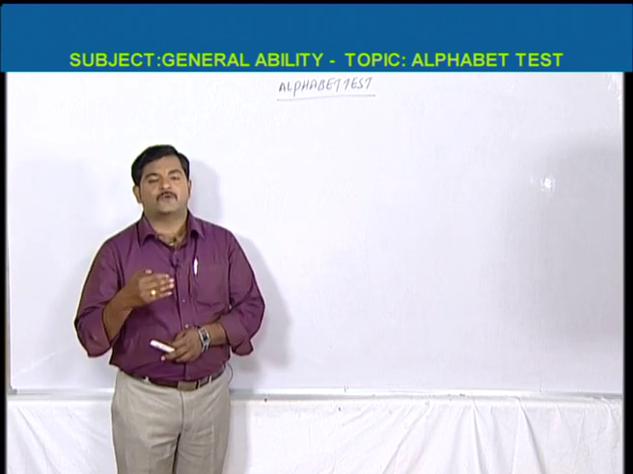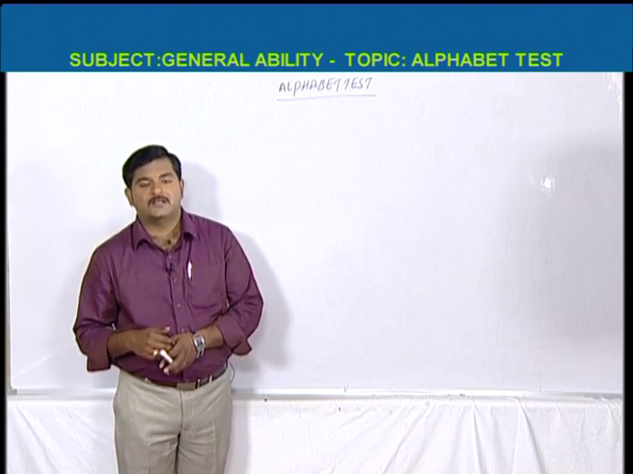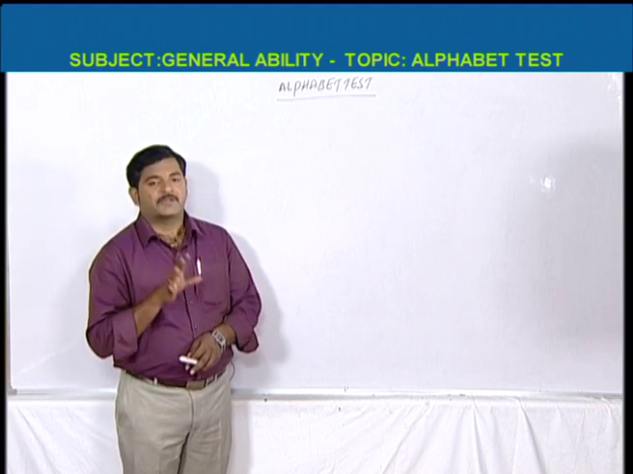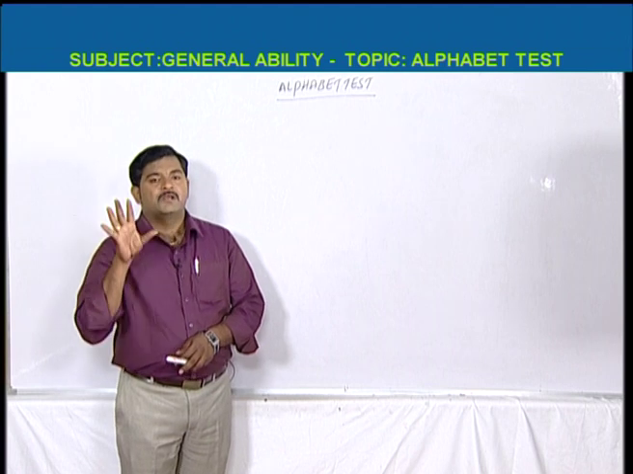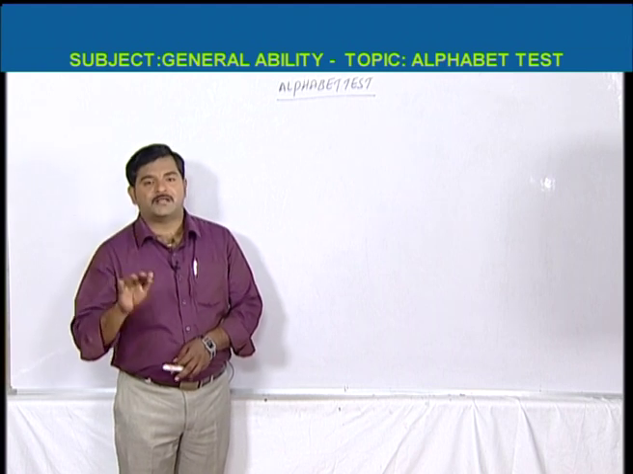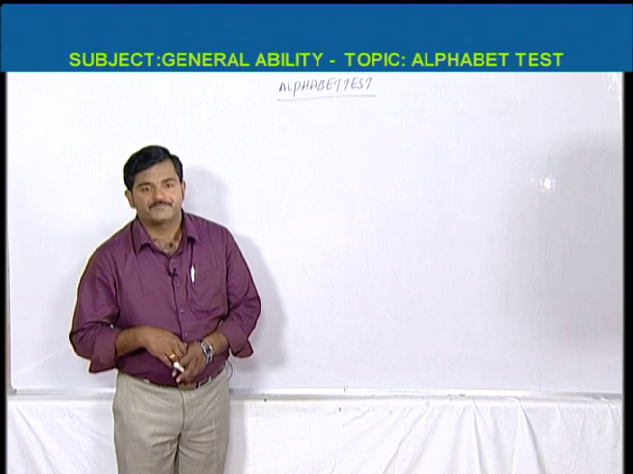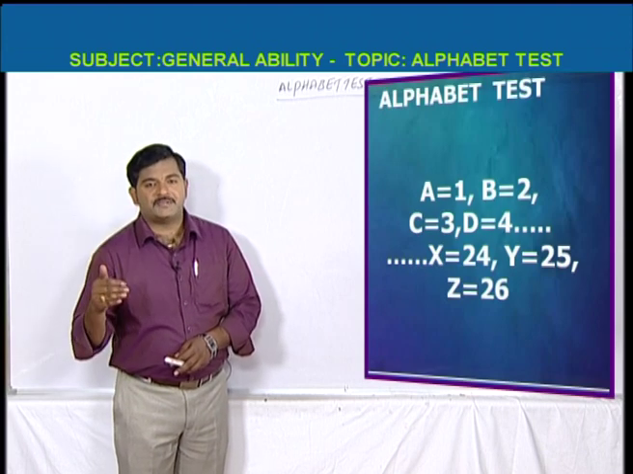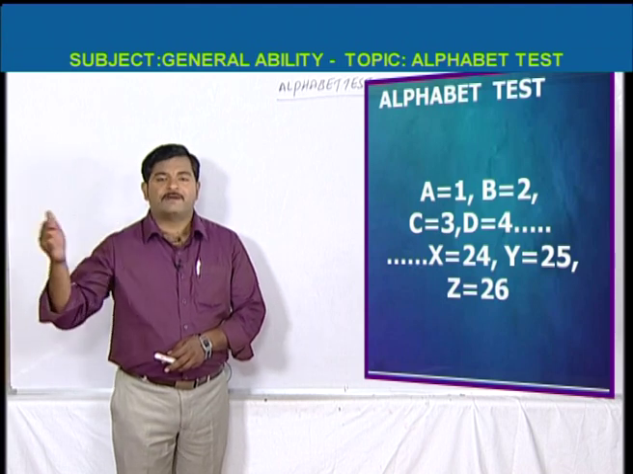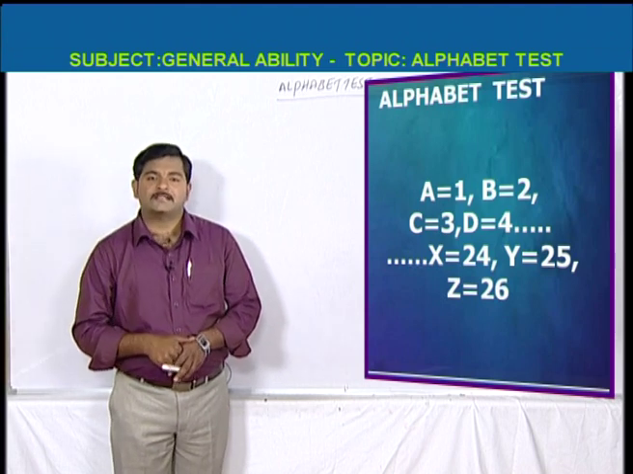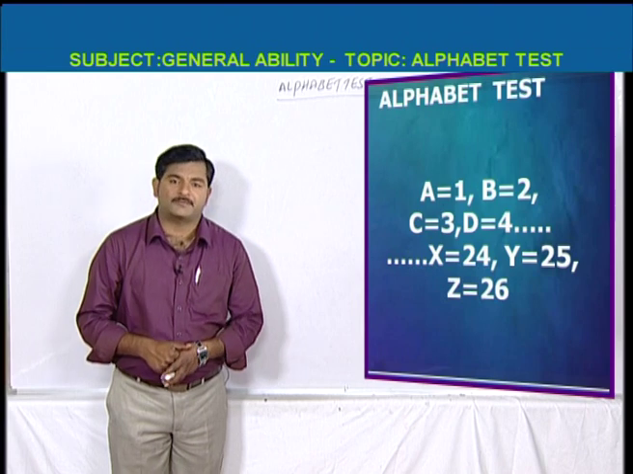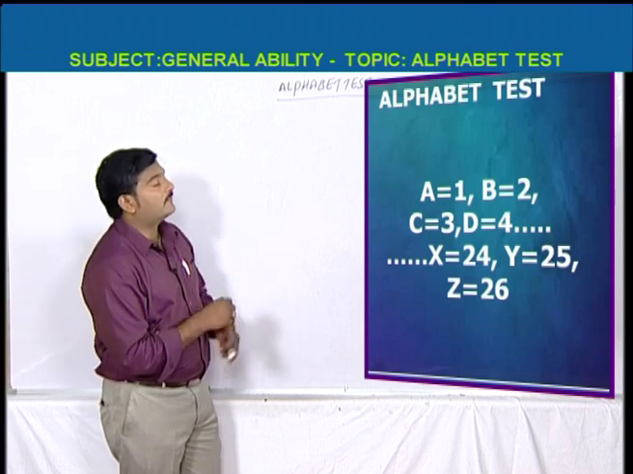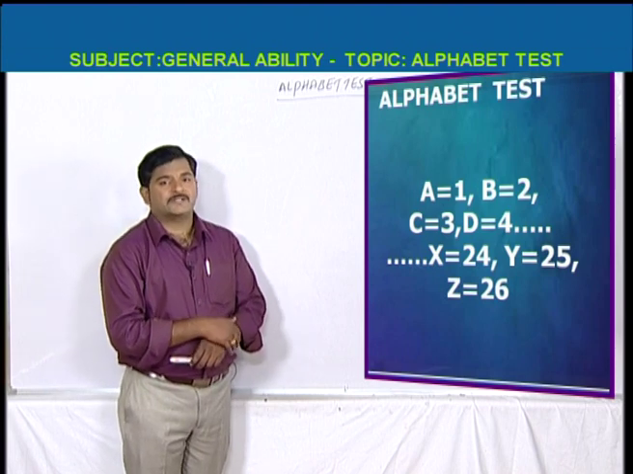There are 3-4 patterns, 3-4 types. We will discuss each type by taking some examples. Let us start with the first type. Before starting the questions, remember you must have an idea about the numerical positions of the English alphabets. A means 1, B means 2, C means 3, D means 4, E means 5 and so on, X, Y, Z. You must have an idea about all these numbers. Now we will start the first type of questions regarding alphabet test. The question is as follows.